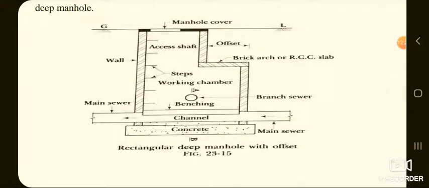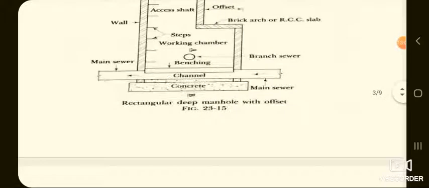The figure shows the rectangular deep manhole with offset. So there will be a concrete bedding, and channel and working chamber will be there, which is constructed with wall, and also you can see the position of main sewer and the cross section of branch sewer here. As the depth is more at the top, offset may be given for the convenient supervision and cleaning of the manhole here.